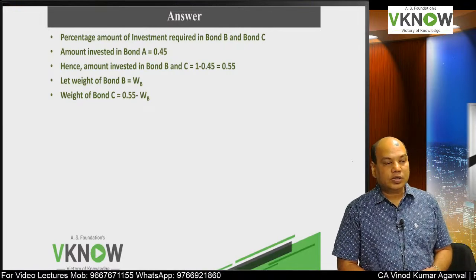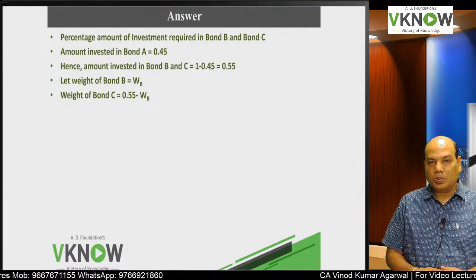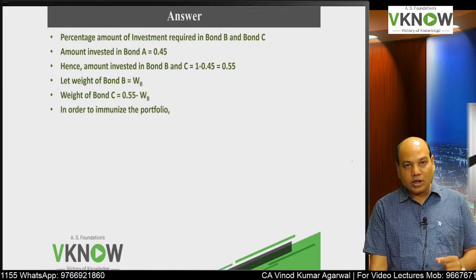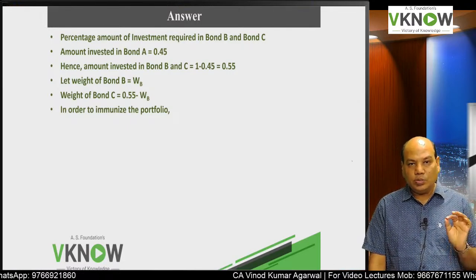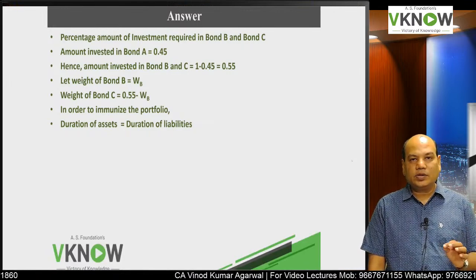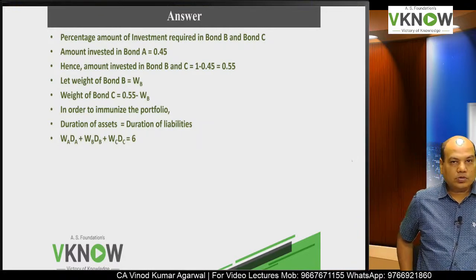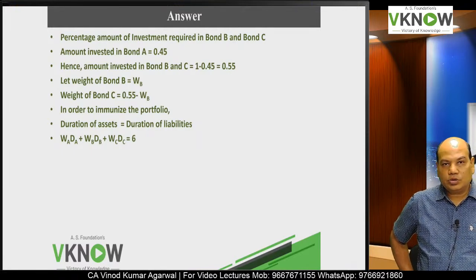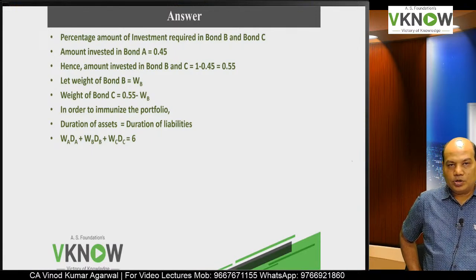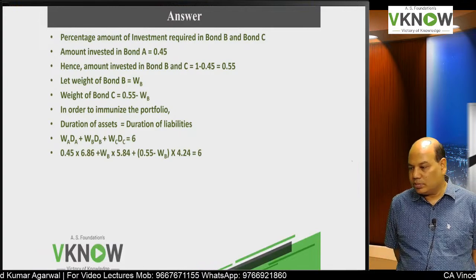Therefore, weight of bond C will be 0.55 minus WB. So can I ask you to solve the equation now? In order to immunize the portfolio, duration of asset is equal to duration of liabilities. So I'll give you an equation and you will solve. WA into DA plus WB into DB plus WC into DC is equal to 6. Put the numbers and solve.